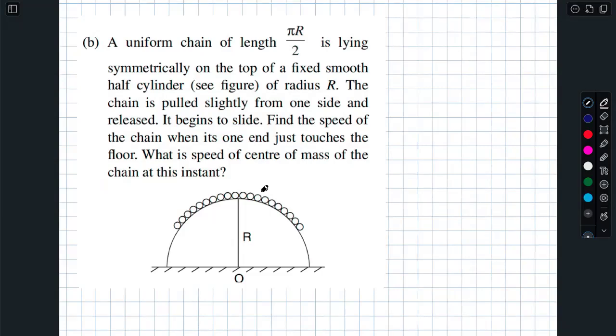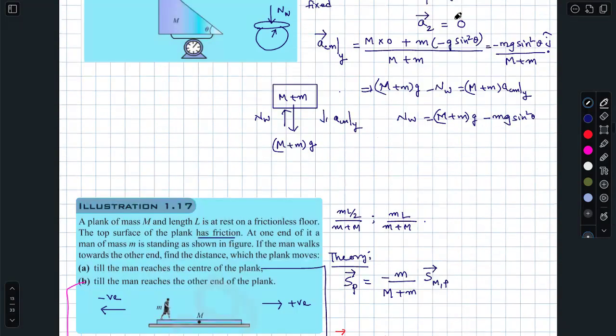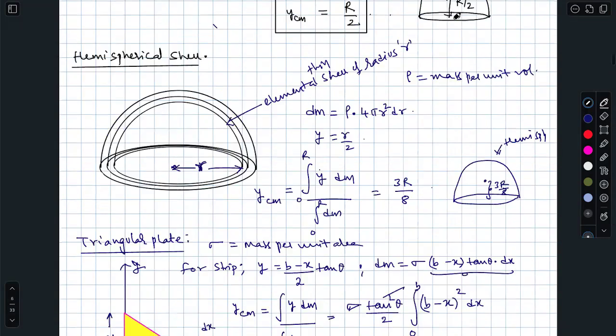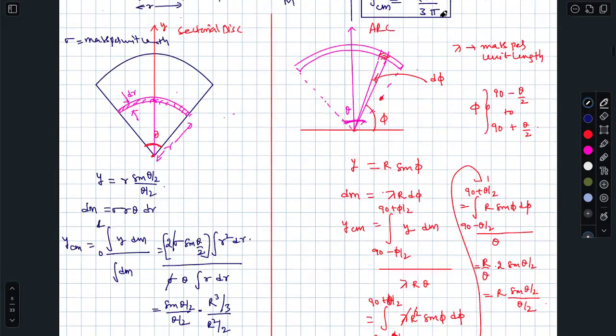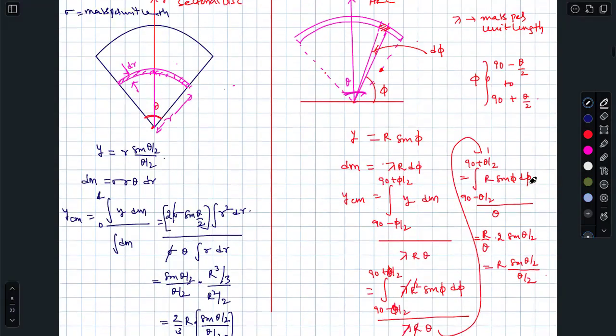Where lies the center of mass of a uniform chain of length pi r by 2? It is exactly like an arc, basically. We did this question yesterday: initial location of center of mass. For an arc, we have done it. You don't remember anything. You will get the answer as r sin theta by 2 by theta by 2.